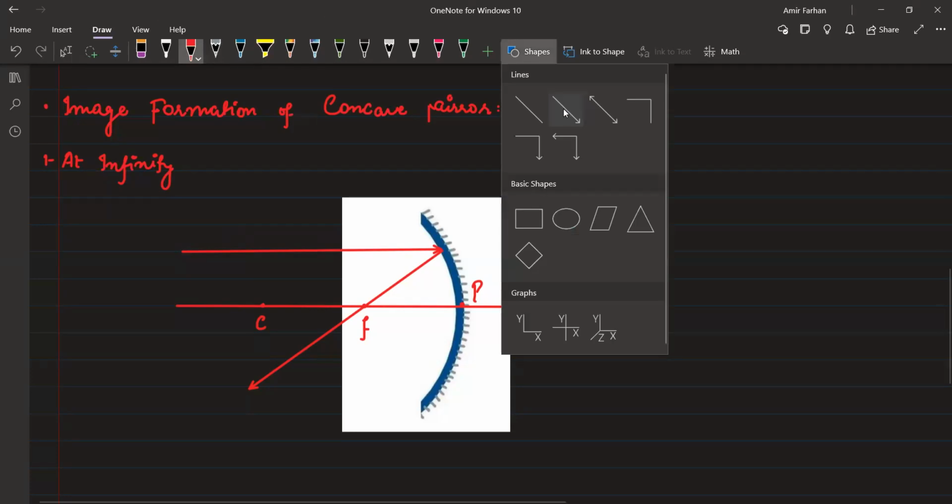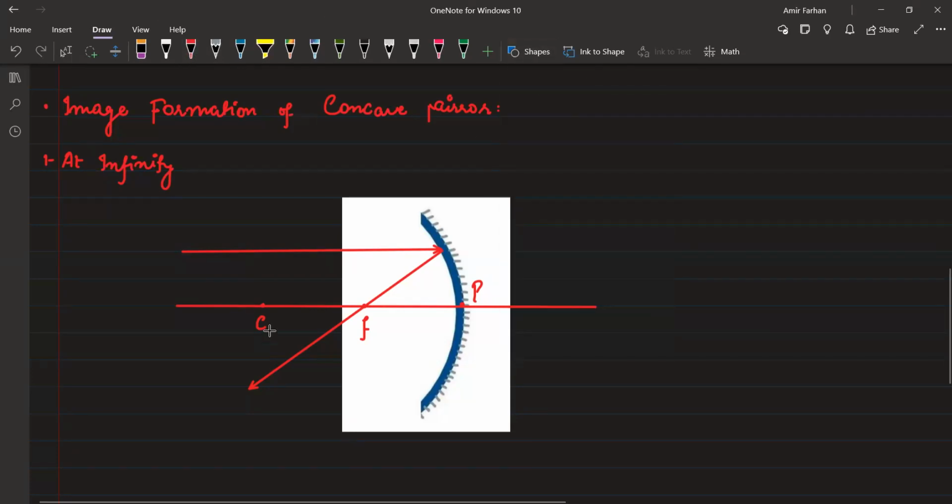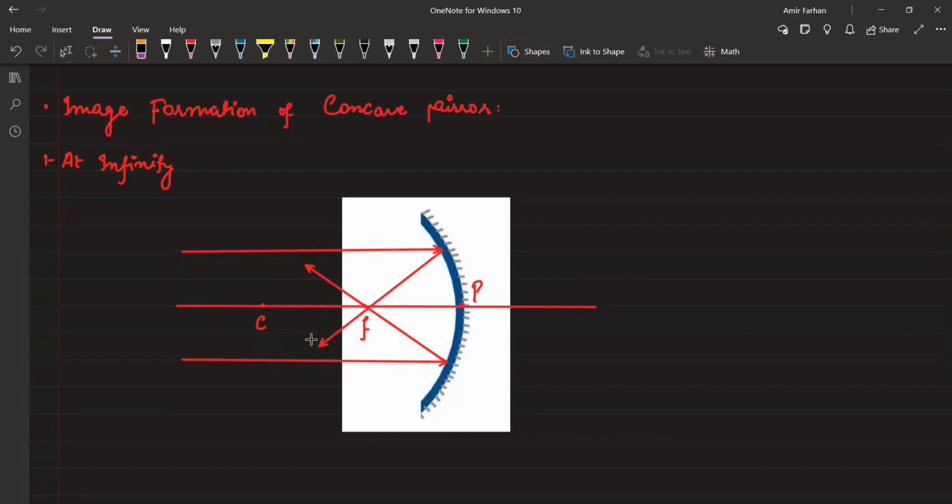Next thing is basically, the next ray is also coming from your object at infinity. So it means that another ray coming from the object will also be parallel to the principal axis, because the object is at infinity. So the same kind of ray will come, yes or no? Okay. So it means that it will pass through the focus again. Yes or no? Is this clear?